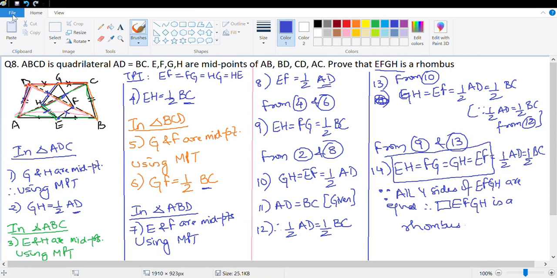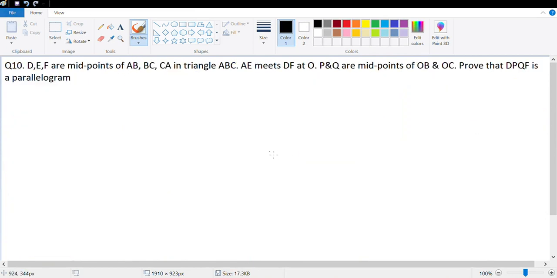Perfect. Let's look at the next question. The next question that we do is question number 10. So let's look at the question. Question number 10 says D, E, F are midpoints of the sides AB, BC and CA in triangle ABC. Let's look at this diagram first. Let's look at this rough diagram.